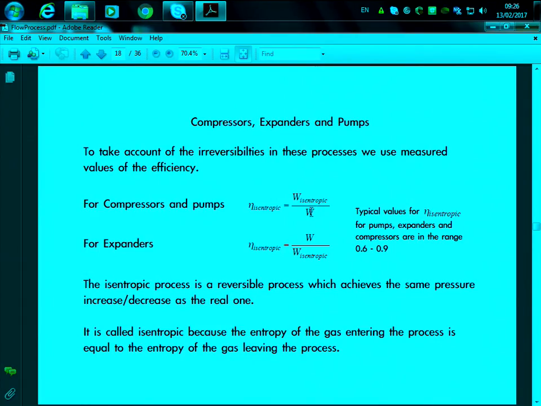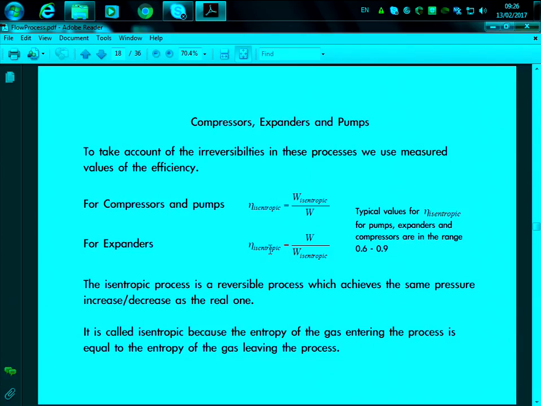So this equation is very useful because it relates the assumptions that we may use in order to facilitate our calculations of assuming constant entropy, so a reversible process, and then being able to obtain from that, using the efficiency at those conditions, the real work. So normally the typical values of the isentropic efficiencies for pumps, expanders, and compressors are in the range of 0.6 to 0.9. That will depend on the type of system that is operating.